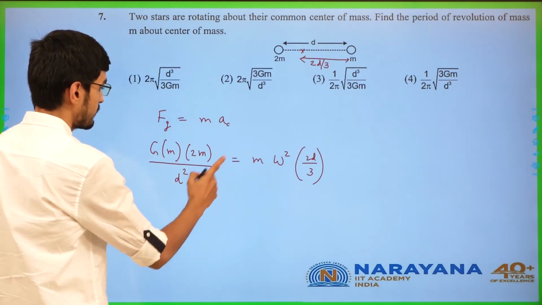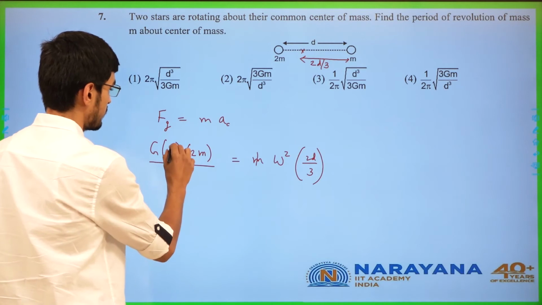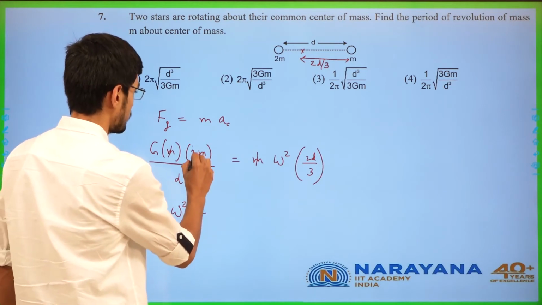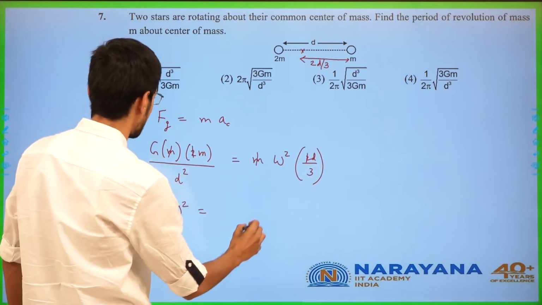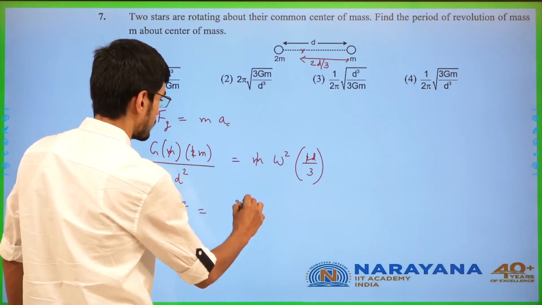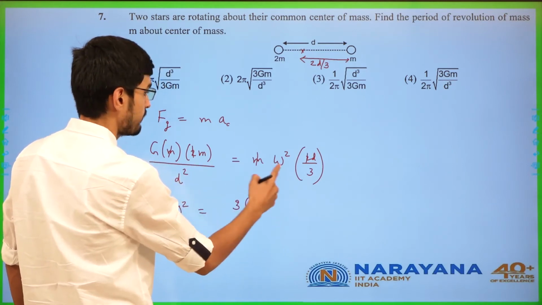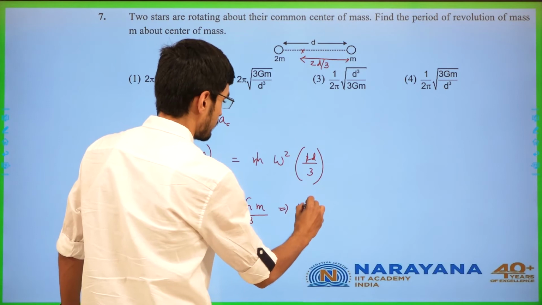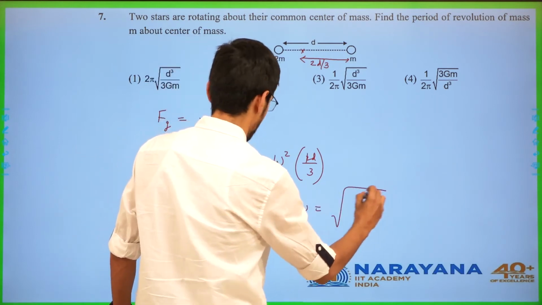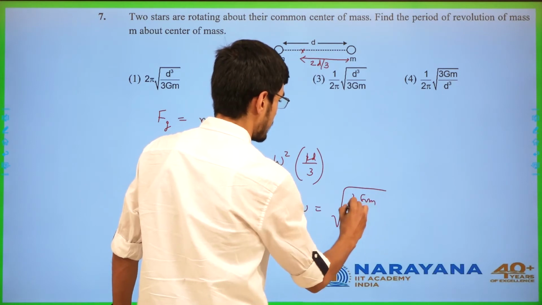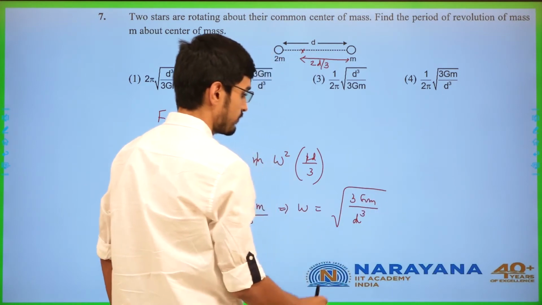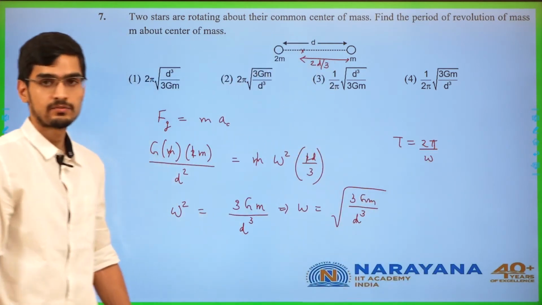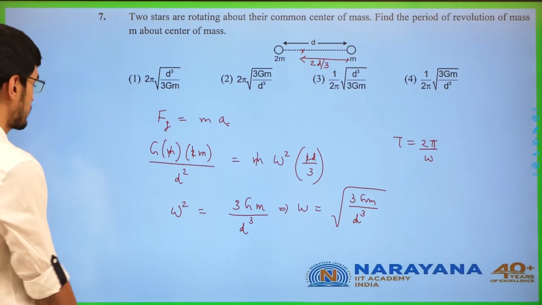So we can simplify this to find the value of omega. Let's do that. The mass term will cancel out, and this 2 also is getting cancelled. Omega square will come out to be 3 times G m upon d cube. So this implies omega will be under root of 3 G m by d cube. And finally, we can use the time period and omega relationship to get the appropriate answer. Okay. Let us move to the next question.